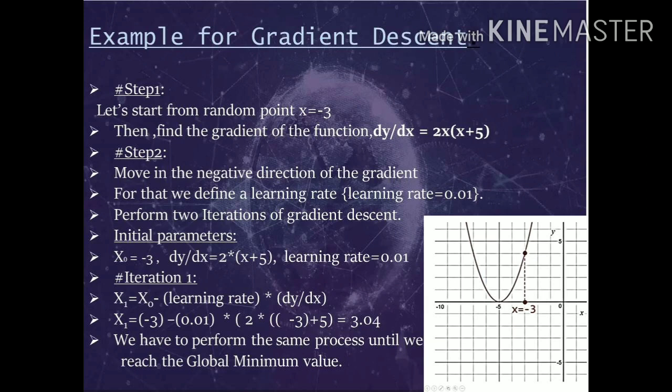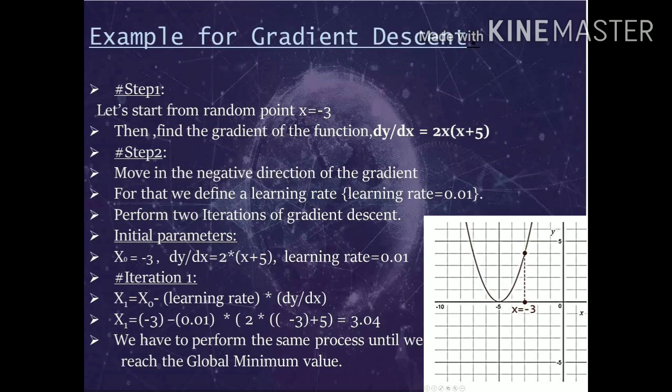Step 1. Let's start from a random point x equal to -3. Then find the gradient of the function, dy by dx equal to 2x plus 5. And next, we have to move in the negative direction of the gradient. For that, we define our learning rate, and the learning rate is 0.01, and we have to perform 2 iterations of gradient descent.